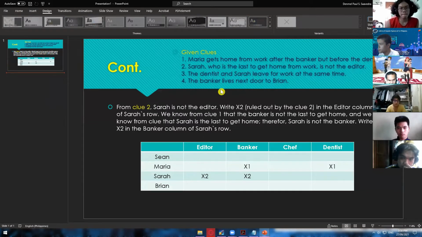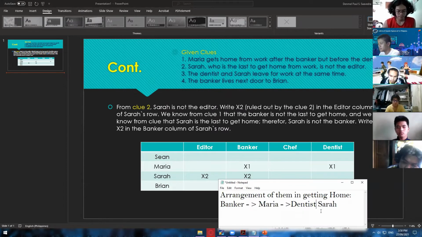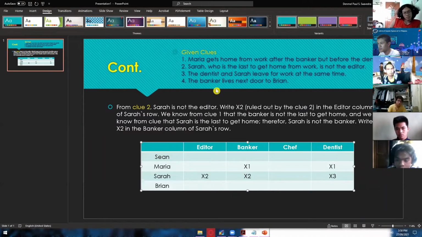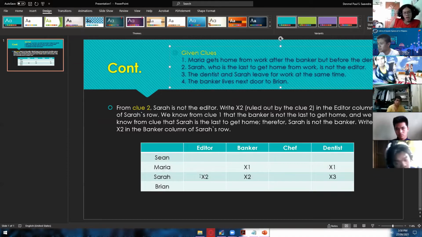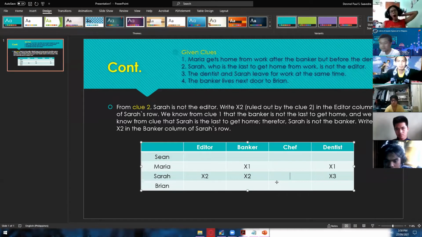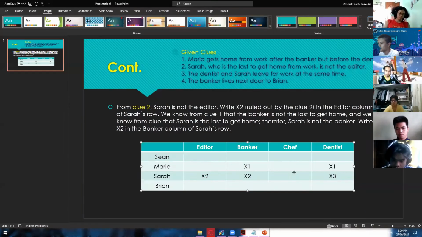All right, so from here, let's do this one step by step. The dentist and Sarah leave for work at the same time. So we can put here that the dentist and Sarah leave work at the same time. So both of them go home at the same time. And from here, we already know that Sarah is not a dentist, right? So if Sarah is not a dentist, then we can just put here X3. This one came from clue number 3. With that, the only remaining one for Sarah is chef. So we can already conclude that Sarah's job is a chef. So with that, we can put a check mark on this one already.